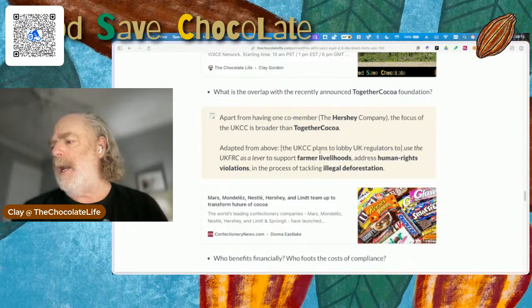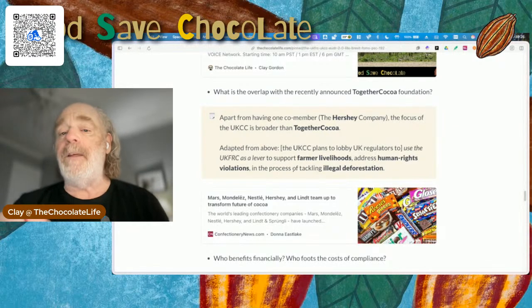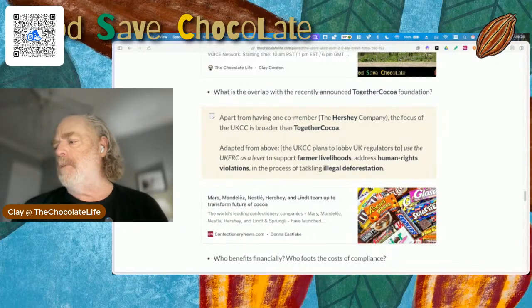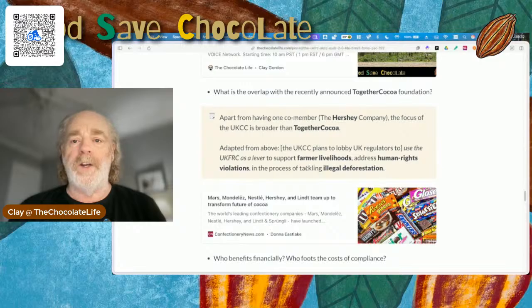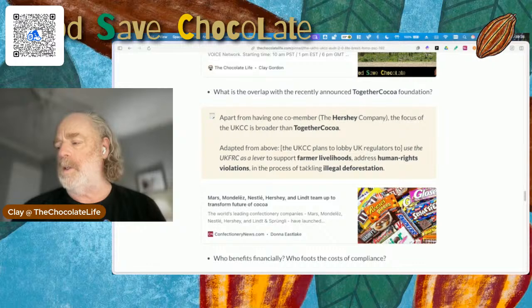But keep in mind that, as we mentioned before, the UKCC plans to lobby UK regulators to use the UKFRC as a lever to support farmer livelihoods, address human rights violations, and in the process tackle illegal deforestation. So they're going to try to expand the scope of the UKFRC. That is their mission and their lobbying goals, right?